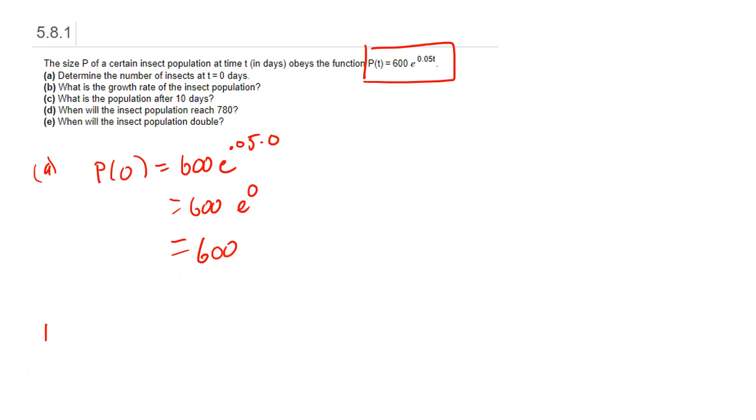Okay, so for part B, what is the growth rate of the insect population? Well, again, comparing this to our financial formulas from previous sections, this really looks like continuously compounded interest, where this is our final amount of money, this is our principal investment, and the growth rate is this r right here at 5%.